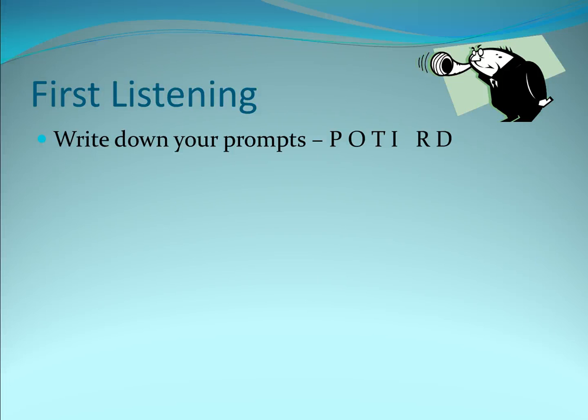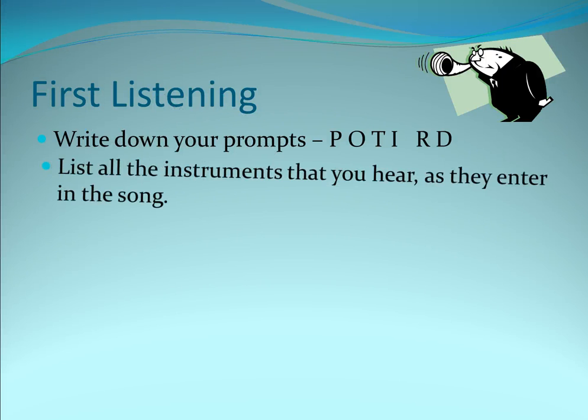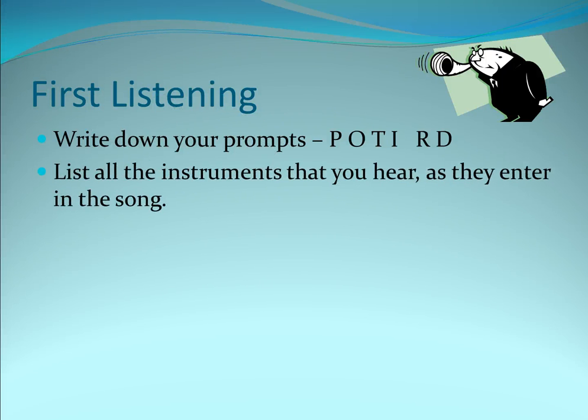So in your first listening, what you should have done in your reading time is write down your prompts. So TOPS: P for phrasing, O for ostinatos, T for types, I for identify, R for role, and D for diagram. You should have listed all the instruments that you can hear as they enter into the song. You would have heard the piano, then the drums, the bass guitar, double bass, and then there's a guitar in there as well.